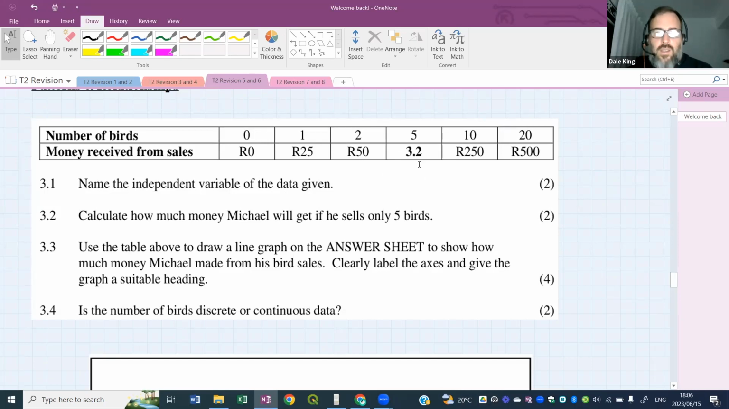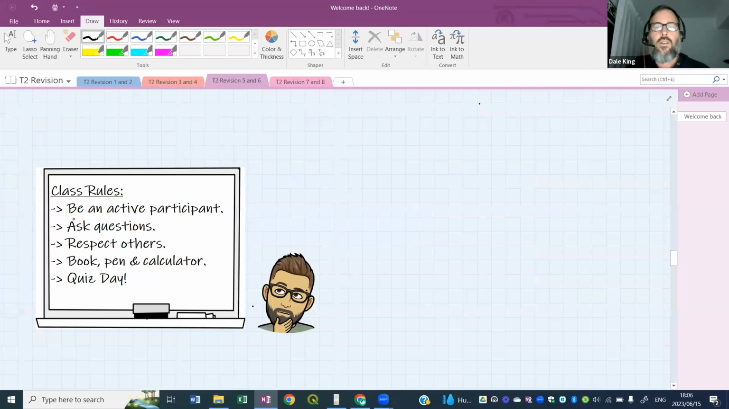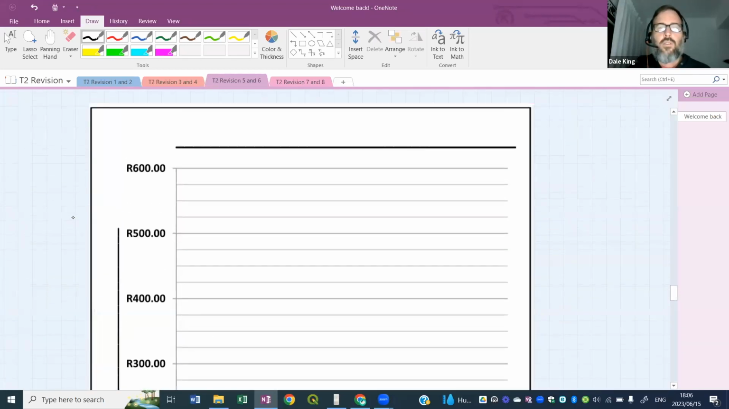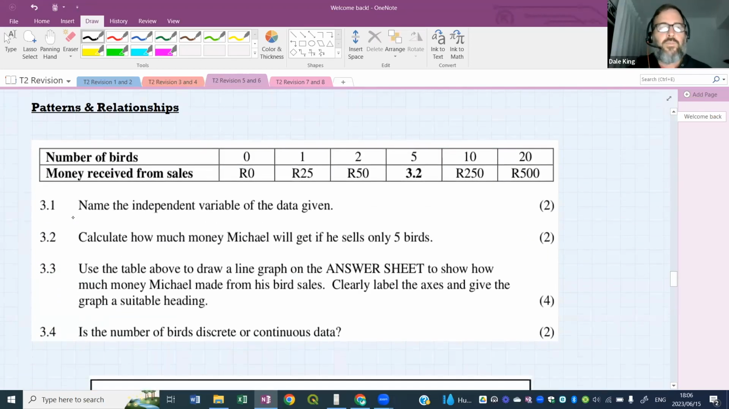We notice in the table there's a 3.2. That's obviously going to link to question 3.2 down there. All right, there we go.